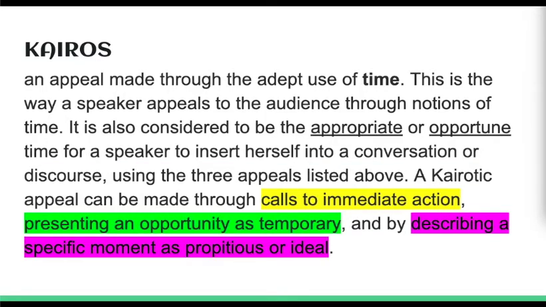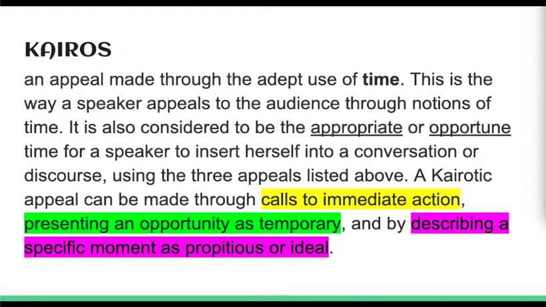Now, one that's kind of new, but if you pay close attention, this should be pretty familiar, is the appeal kairos. And so this is an appeal made through the adept use of time. This is the way a speaker appeals to the audience through notions of time. It's also considered to be the appropriate or opportune time for a speaker to insert herself into a conversation or discourse using the three appeals that we just talked about. A kairotic appeal can be made through calls to immediate action, presenting an opportunity as temporary, and by describing a specific moment as propitious or ideal.